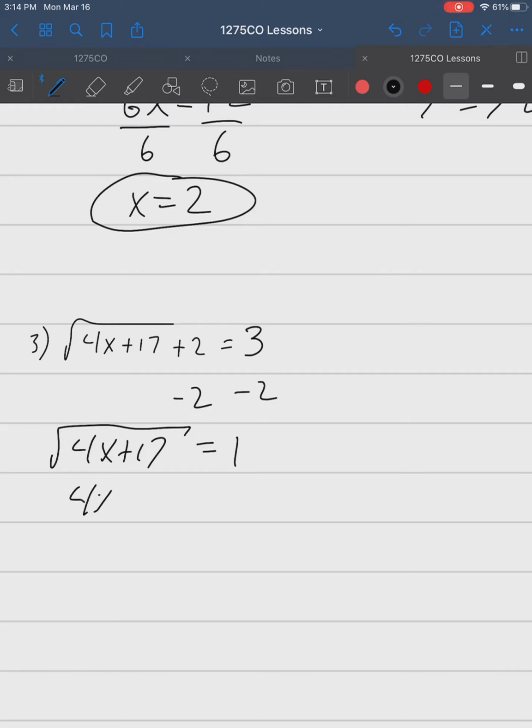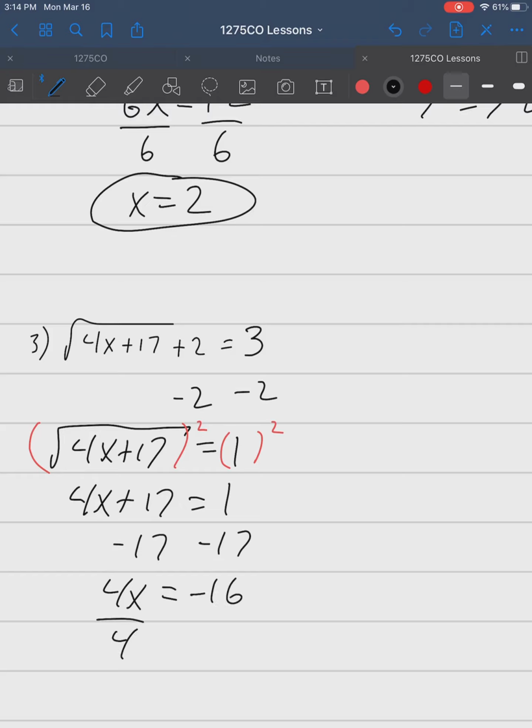So 4x plus 17, whoops, this is the result of squaring both sides. 4x plus 17, outside the radical now, equals 1 to the second power, which is 1. And once again, a fairly simple linear equation. 1 minus 17 is equal to negative 16. Divide by 4 on both sides. x is equal to negative 4.